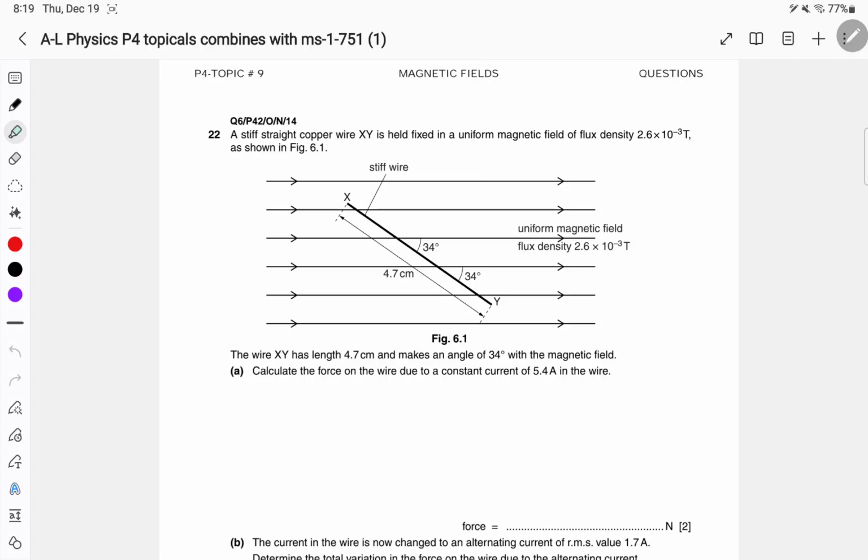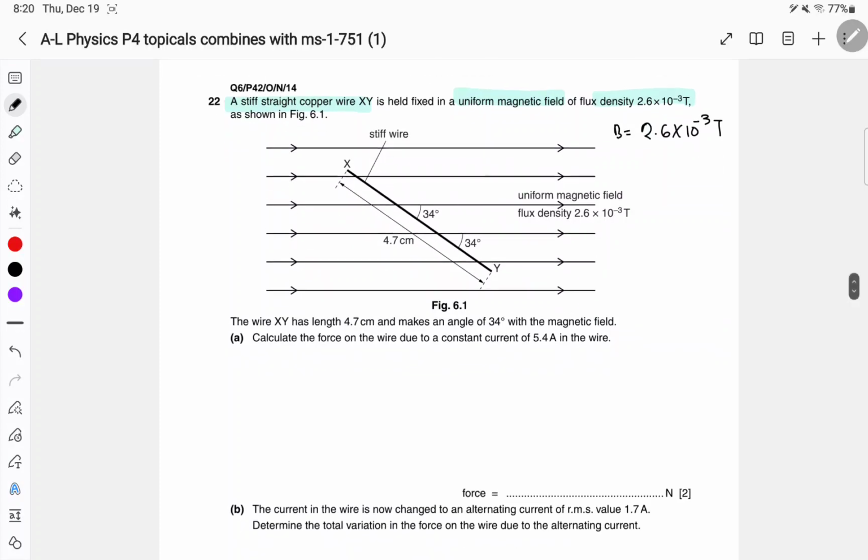A stiff straight copper wire XY is held fixed in a uniform magnetic field of flux density 2.6 × 10^-3, B equals 2.6 × 10^-3 Tesla. So we have a stiff wire in a uniform magnetic field of flux density 2.6 × 10^-3.